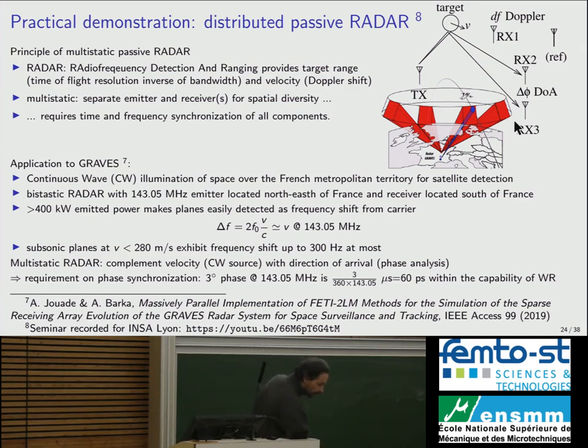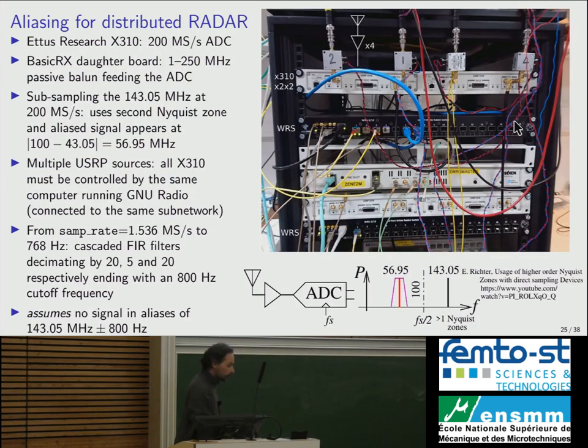So let's do this. Let's try to synchronize multiple receivers. That's what we did here. We have the White Rabbit receivers. We have the software-defined radio receivers over here, a 4-channel receiver. And in this experiment, we're doing some aliasing on purpose. GRAVES is at 143 megahertz. These software-defined radio receivers are sampling at 200 megahertz, so that's a Nyquist frequency of 100 megahertz. And if you take the alias at 57 megahertz, you get the GRAVES signal by aliasing to baseband.